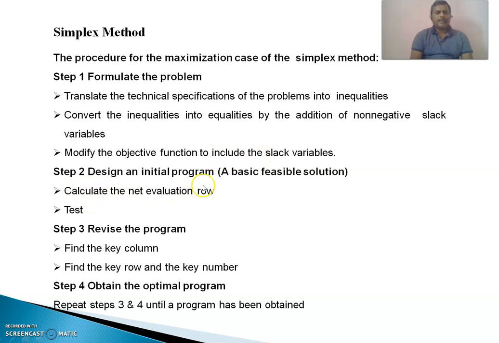Second step, design an initial program. Calculate the net evaluation rows and test whether these rows are right according to the equations. Third step, revise the program. Find the key column, find the key row and the key number. These things we will see in the problem. Optimize the optimal program or problem. How to optimize? Here we have to repeat steps 3 to 4 until an optimal program has been obtained.